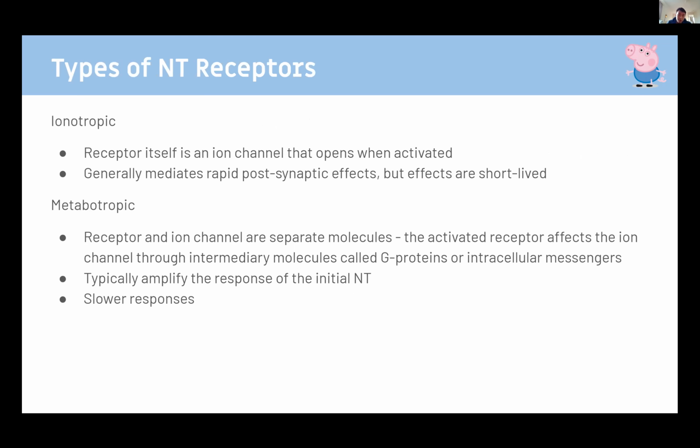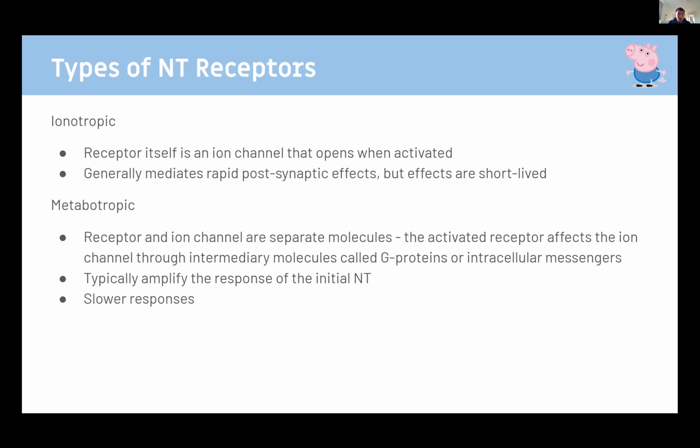And then you can have different types of receptors on the postsynaptic neuron. So you can have what is called ionotropic. This basically means the receptor for the neurotransmitter itself is the ion channel that opens when activated. So generally, they will mediate rapid postsynaptic effects, but the effects are generally short-lived.